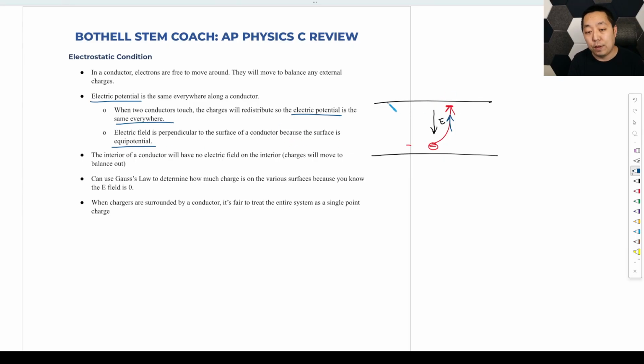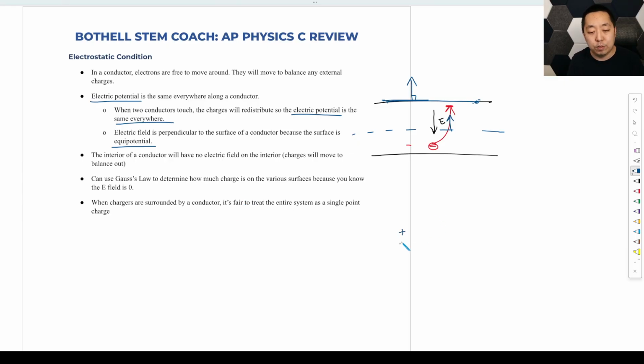So if this is an equipotential part from here to here, then that means the electric field line has to be perpendicular to that. A lot of times we can use Gauss's law to determine how much charge is on the various surfaces of a conductor, because you know the electric field is zero in here. So if your Gaussian surface goes through the interior of a conductor, then you know the flux is going to be zero.